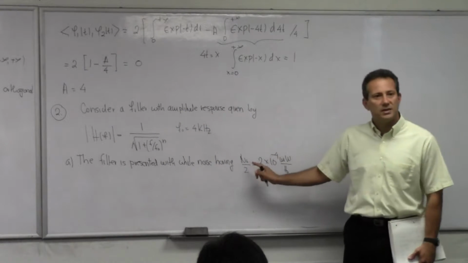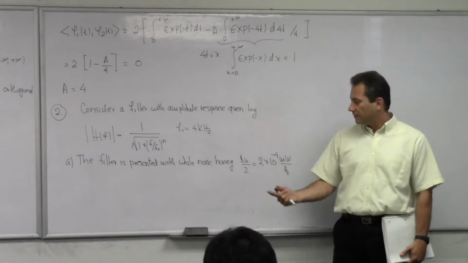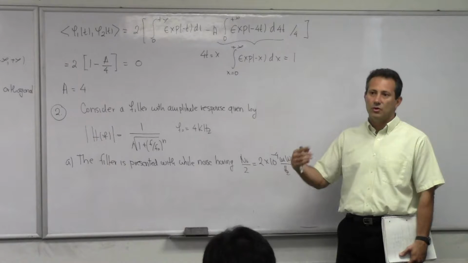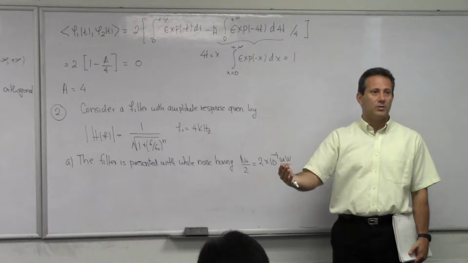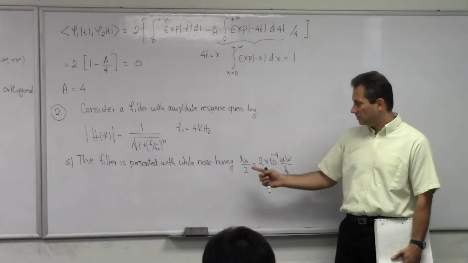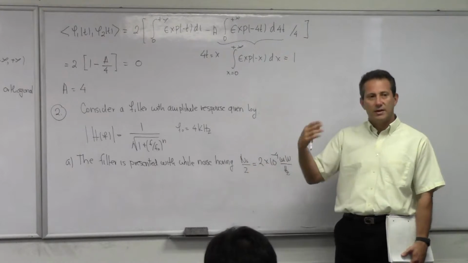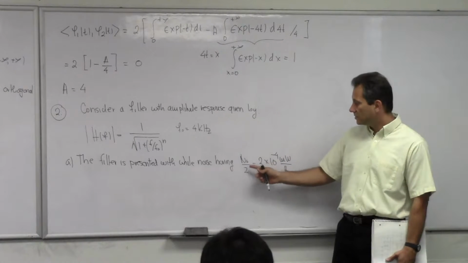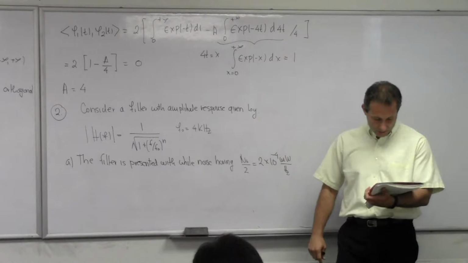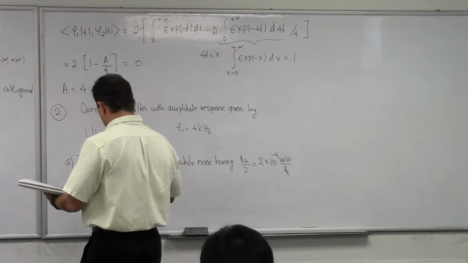If I write just n0, know that this is one-sided. If I write n0 over 2, know that it's double-sided, in case I forget to put that in a problem. I try to be consistent. If I just write n0, then you know it's one-sided power spectral density. If I write n0 over 2, then you know it's double-sided. Determine the output noise power for n equal to 2.